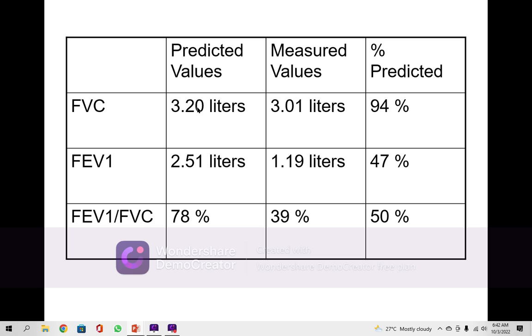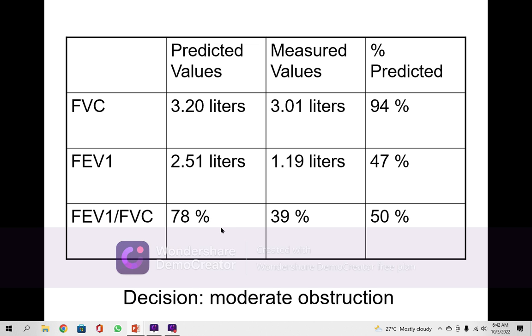Another patient: predicted value 3.20 liters, measured value 3.01 liters, 91% predicted. FEV1 predicted is 2.5, measured value 1.19, 47%, reduced. The ratio predicted is 78%, and the measured value of the patient is 59%, about 50%. Both are reduced. If the residual volume or the total lung capacity was given, it would be easy to diagnose. But for us, it is definitely a moderate obstructive nature of the disease, a moderate obstruction.